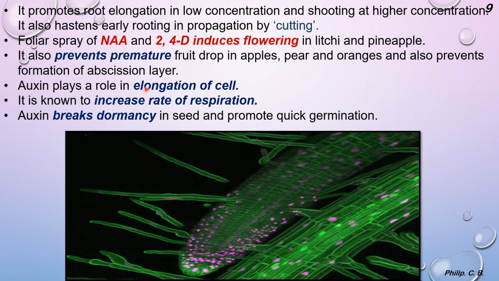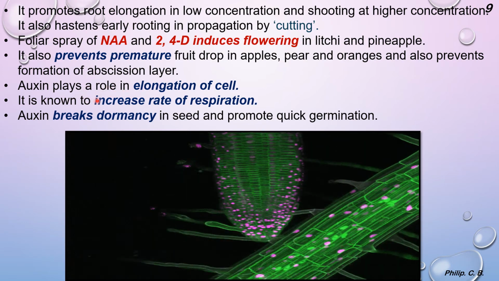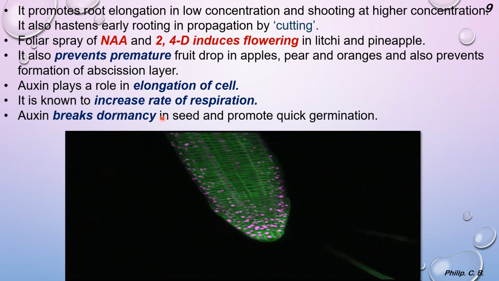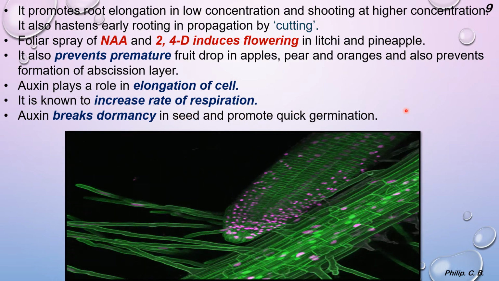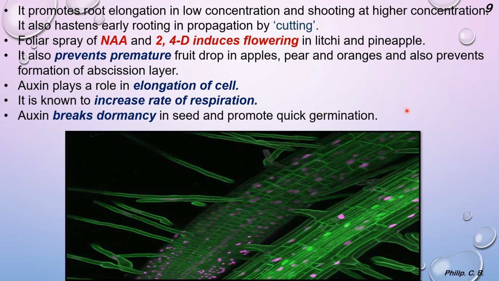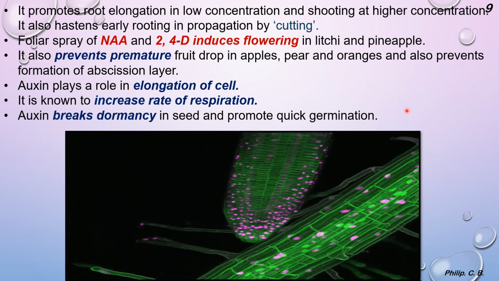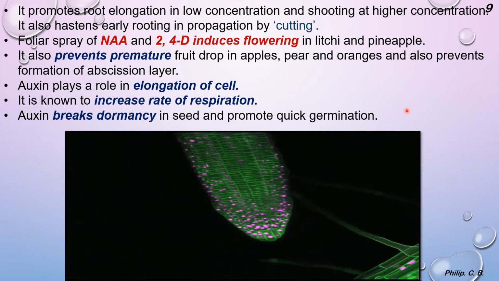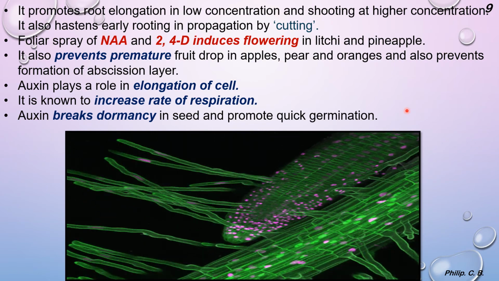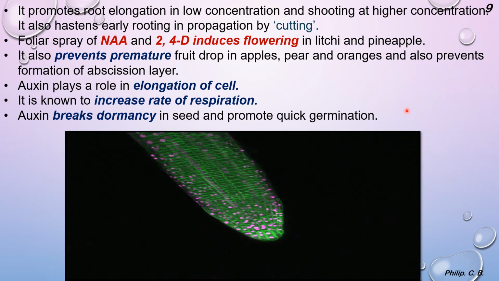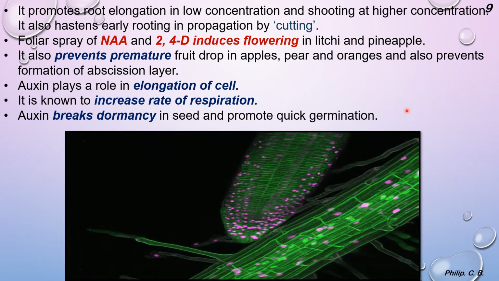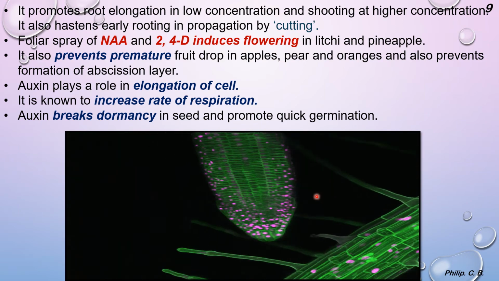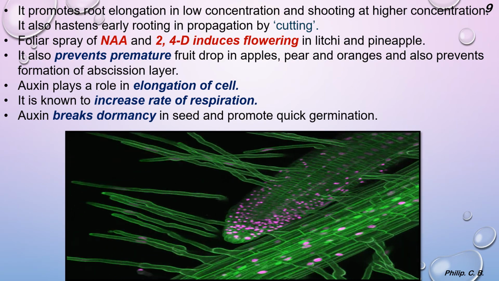Auxin plays a role in elongation of cell. It is also known to increase the rate of respiration. Auxin breaks dormancy in seed and promotes quick germination. Now this, again, you're familiar with, breaking the dormancy. Certain seeds which undergo dormancy may not grow in normal circumstances. So to break the dormancy period, auxin is applied, because of which the dormancy is broken as well as it helps in quick germination. So here I just added an animation image, where you can see the quick elongation of the root taking place under the soil.